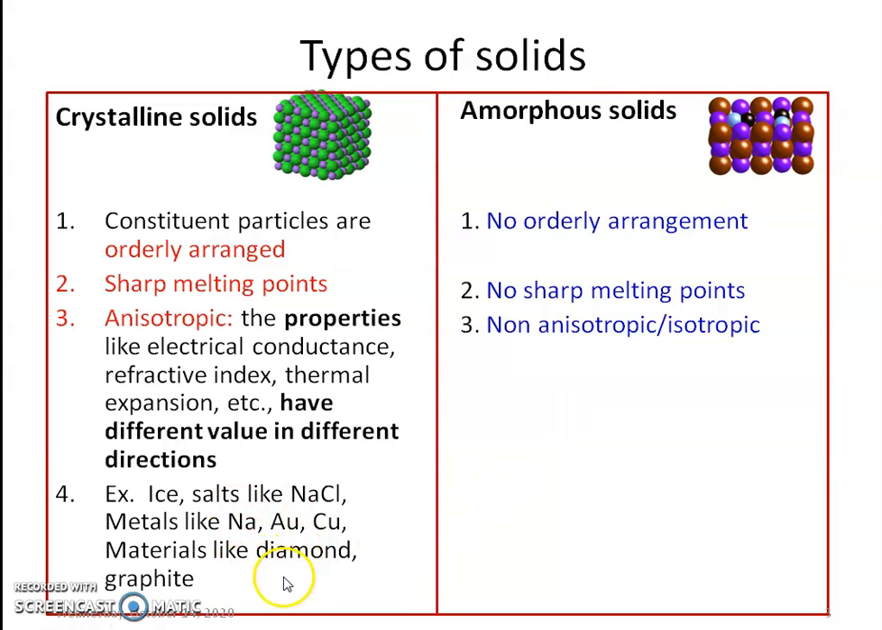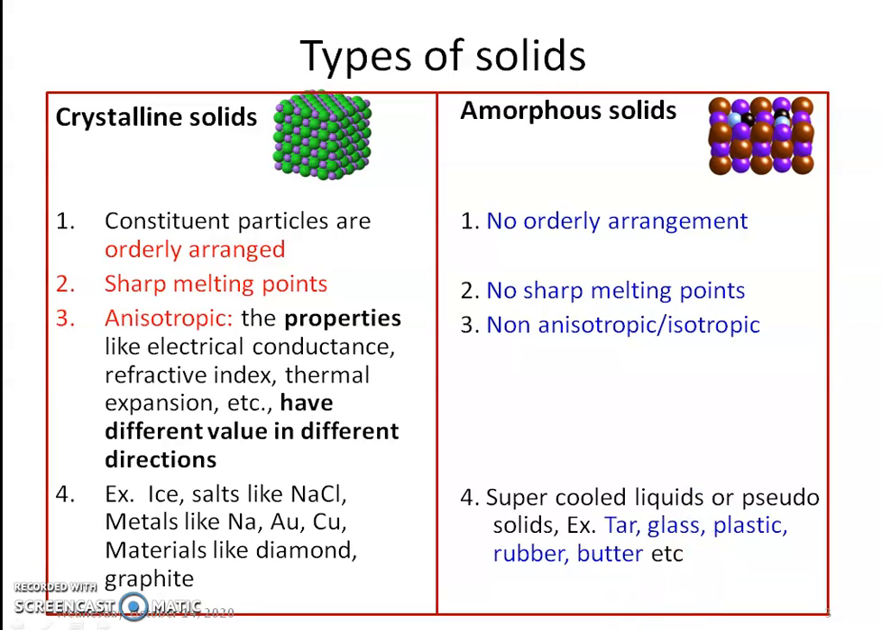Examples of crystalline solids are sodium chloride, ice or other salts, some metals like sodium, gold, copper, and some materials like diamond, graphite. These are the crystalline solids. And the examples of amorphous solids are supercooled liquids or pseudo solids. These are amorphous, as are coal tar, glass, plastic, rubber, butter. All these are the amorphous solids.